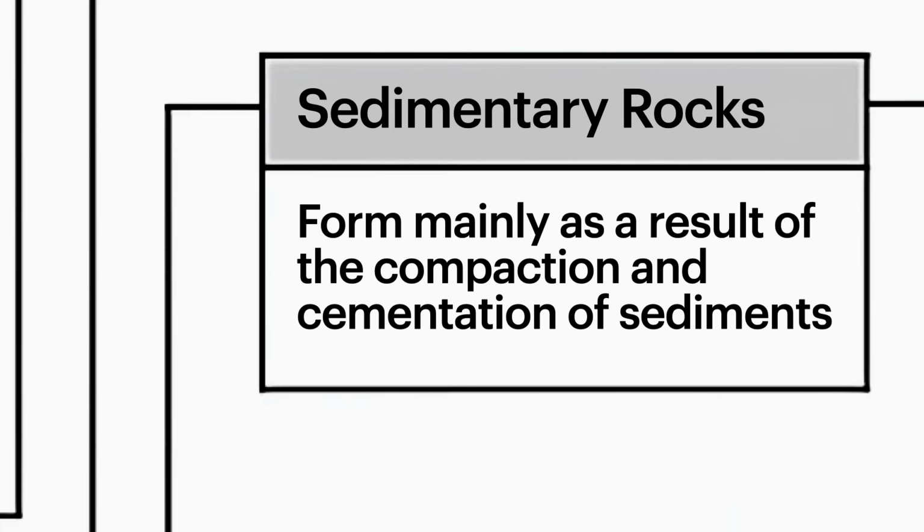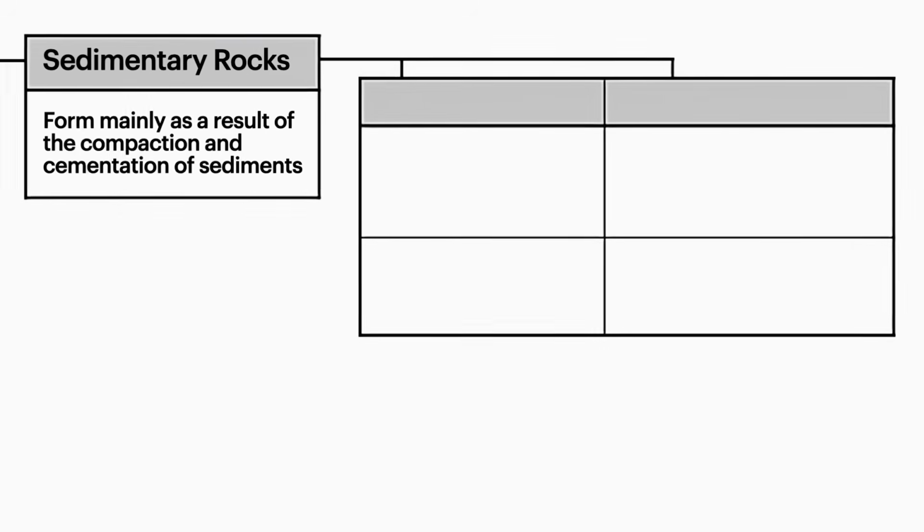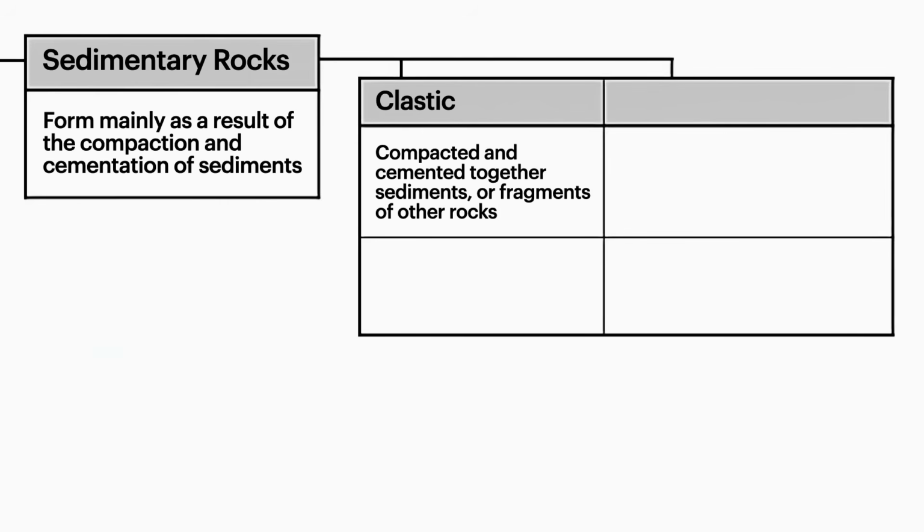Sediments are just bits of other rocks. And so if you imagine taking a bunch of pebbles and sand and things and squishing them together for a long time, not so much that you're changing the actual minerals, but enough that they kind of glue together into one new rock, that's what a typical sedimentary rock is. In fact, those are known as clastic sedimentary rocks, rocks that are compacted and cemented together sediments or fragments of other rocks. And these are classified based on how big those sediments are.